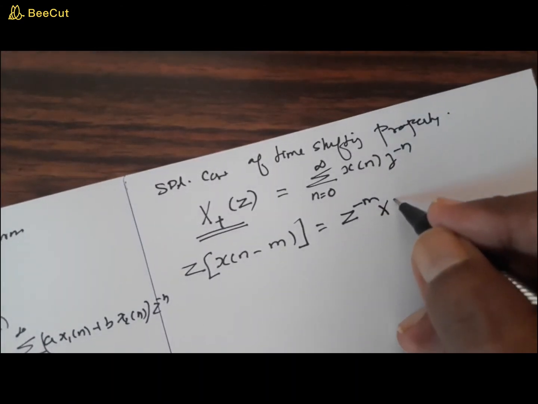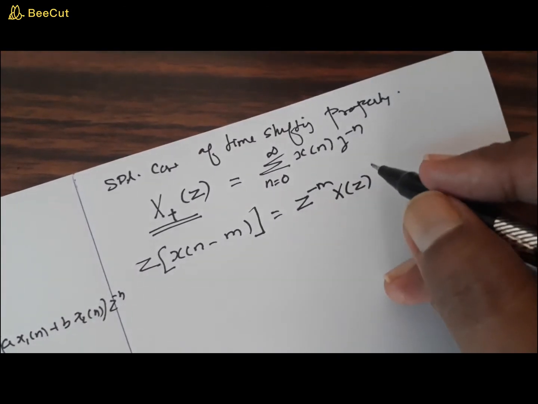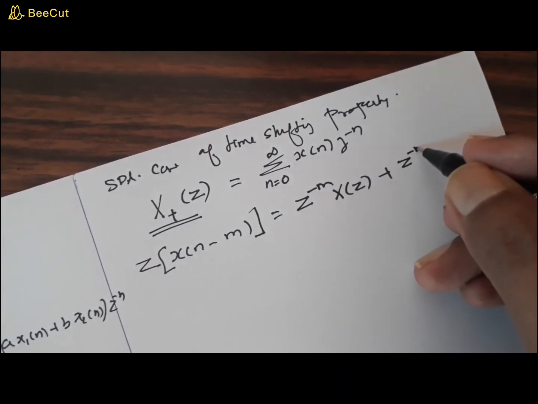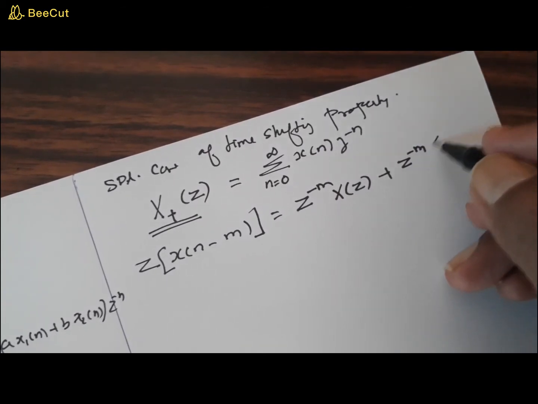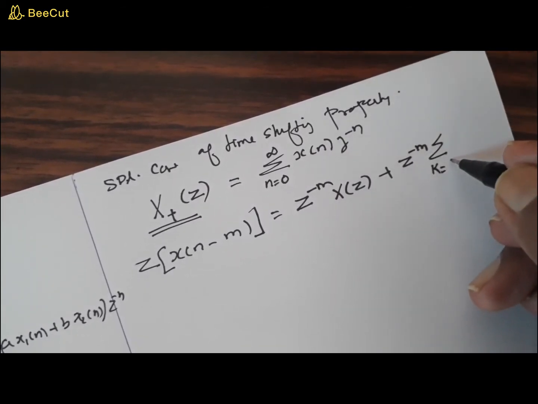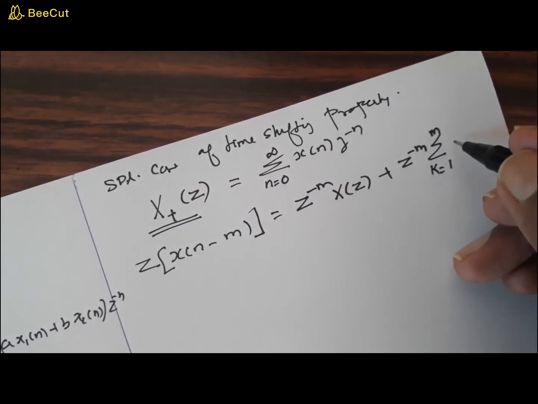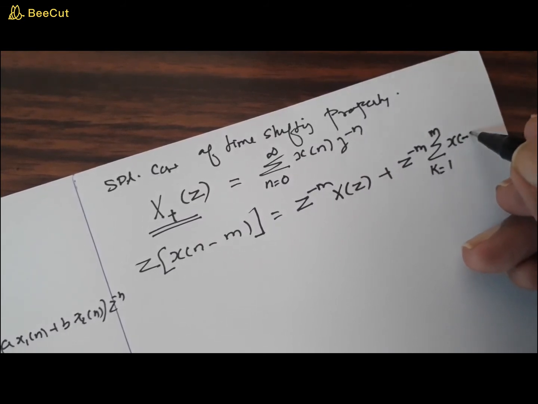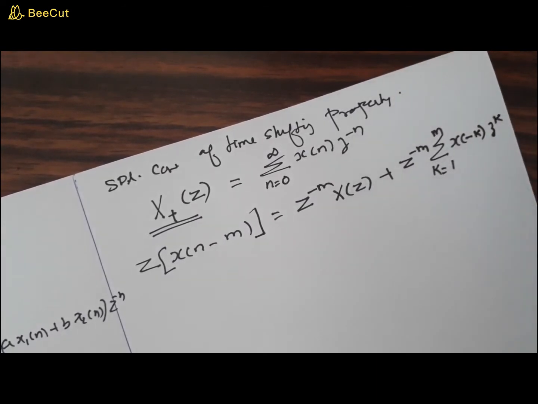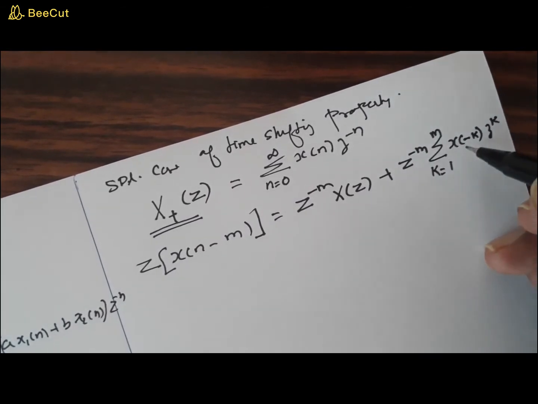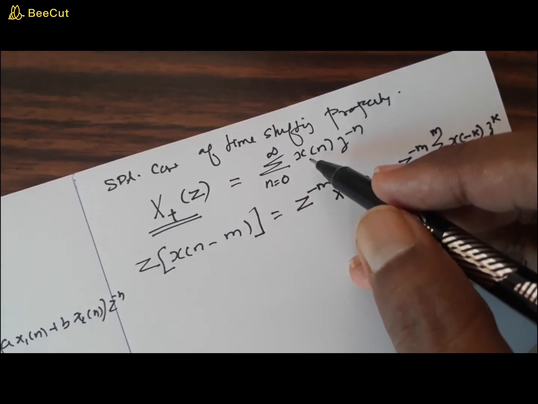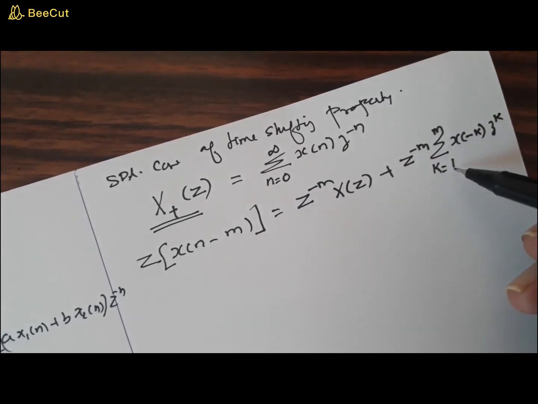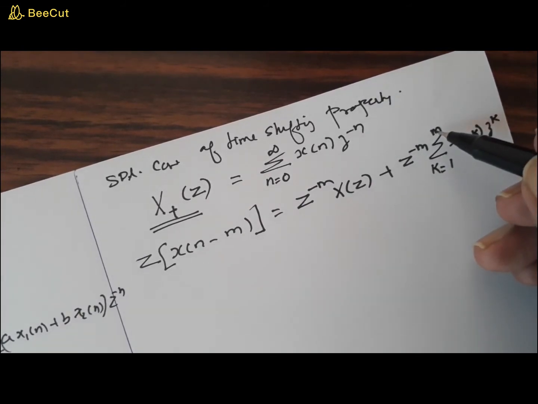So that will be z raised to minus m into X of z, plus z raised to minus m into the sum over k equal to 1 to m of small x of minus k into z raised to k. Do not confuse it, it is small m and small x of minus k. What does the small x represent? Small x is the time domain signal. So k varies from 1 to the total shift.